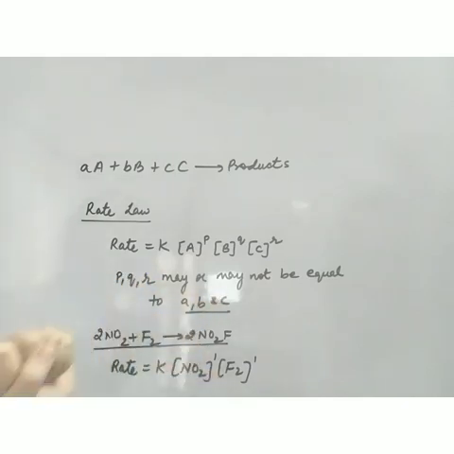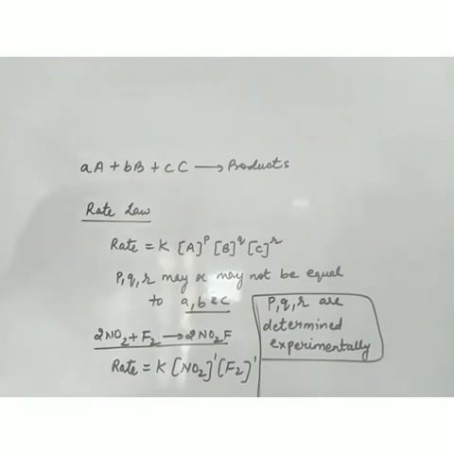So what are p, q and r? They are the powers on the concentration terms, and they can be equal to the stoichiometric coefficients or they may not be. This we can find out only experimentally. So p, q and r are determined experimentally. It means that for any reaction, the rate law cannot be written by simply looking at the reaction. If I look at the reaction, a power of 2 should come on NO2, but here 1 is there. So by simply looking at the reaction, theoretically we cannot write the rate law. For writing the rate law, the reaction has to be performed experimentally. Then only can we come to know what power will come.